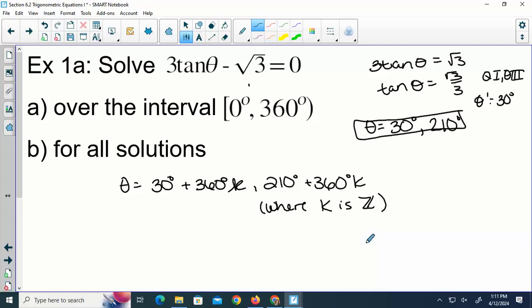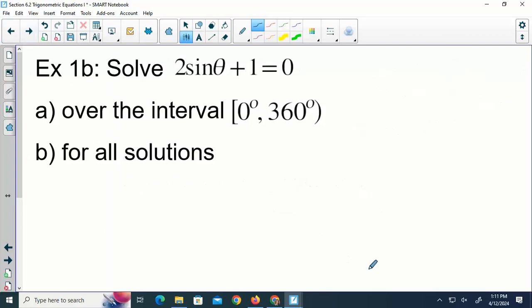Let's look at another one. Take a second and see if you can solve that one. You get 2 sine theta equals -1, so sine theta is -1/2. In which quadrants is sine negative? 3 and 4.